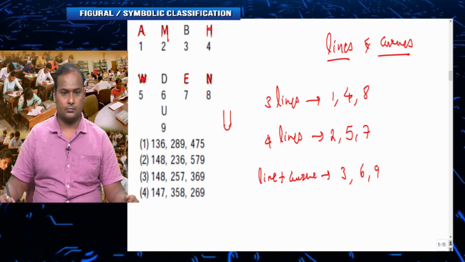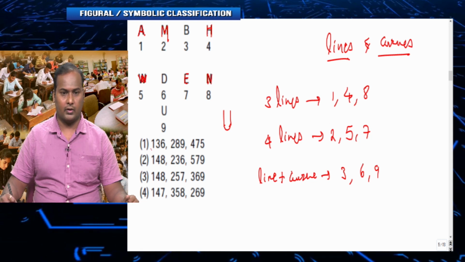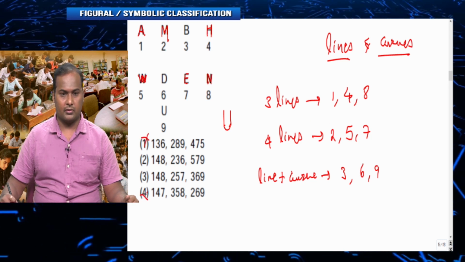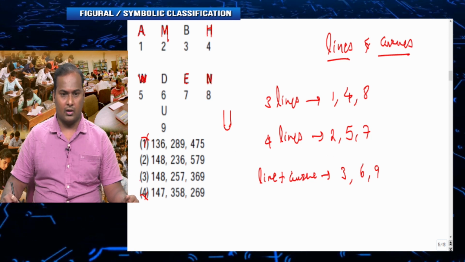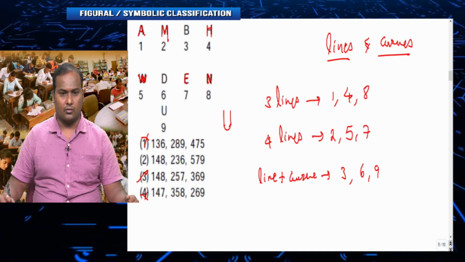So what is your answer? Your answer is 148. So 148 means option 1 eliminated, option 4 eliminated. The next one is 257. So your answer will be option 3, 148, 257 and 369.